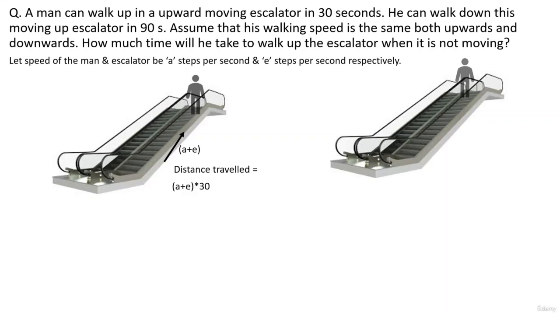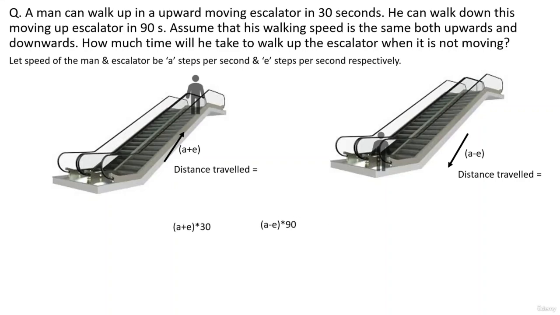Similarly, in the second case, this person is going down. His speed is the same, but now the escalator is coming up, so he will take more time, right? And that is why he's taking 90 seconds, and that is why the escalator will oppose him. It is like your typical upstream motion, which has been reversed. So in this case, the speed becomes a for the person. The escalator pulls you up, so a minus e. The time you take is 90 seconds. The distance is (a minus e) into 90.